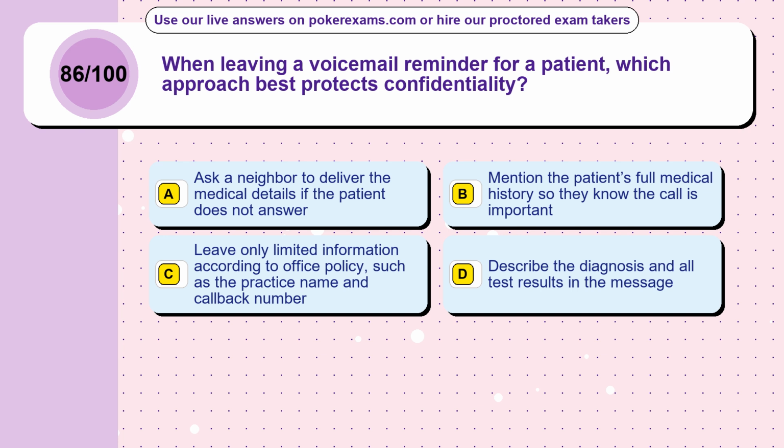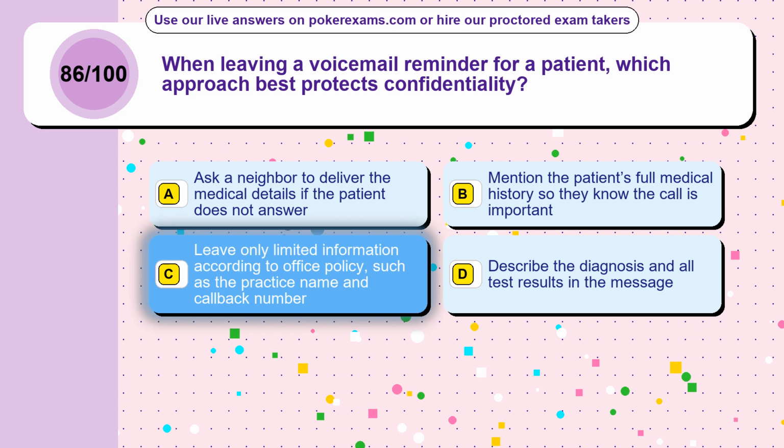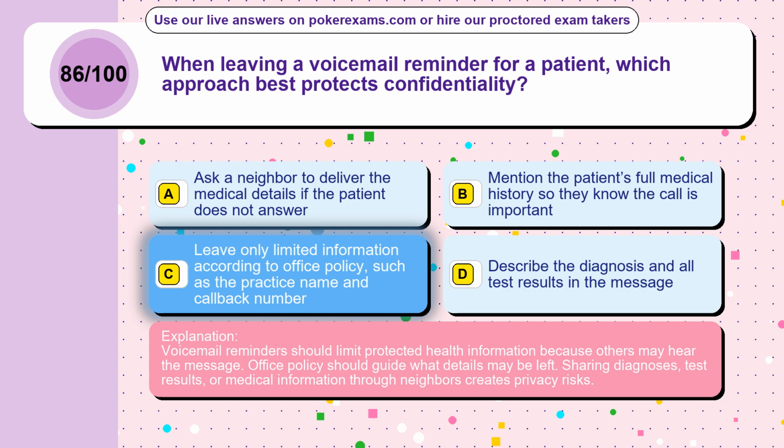Option D, describe the diagnosis and all test results in the message. The correct answer is option C, leave only limited information according to office policy, such as the practice name and callback number. Voicemail reminders should limit protected health information because others may hear the message. Office policy should guide what details may be left. Sharing diagnoses, test results, or medical information through neighbors creates privacy risks.